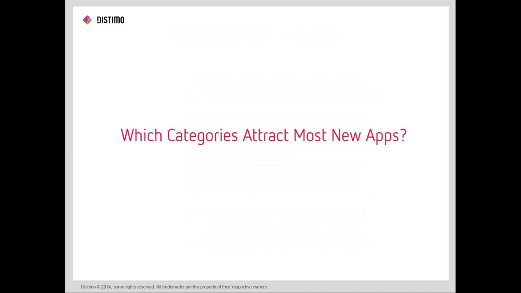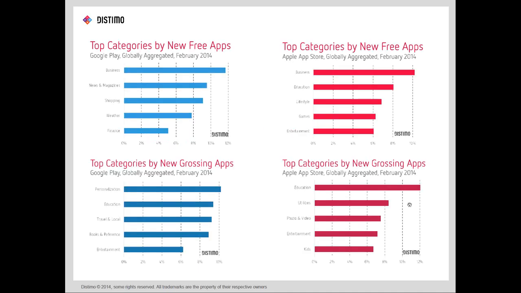Now we also wanted to see which category was most interesting for publishers. Where do developers like you perhaps like to send their new apps? And this is a quick overview on both free and grossing for both Google Play and Apple Store. So on the left you see Google Play, on the right Apple App Store. On the top the free categories for free apps. And we see in both stores that business is leading.